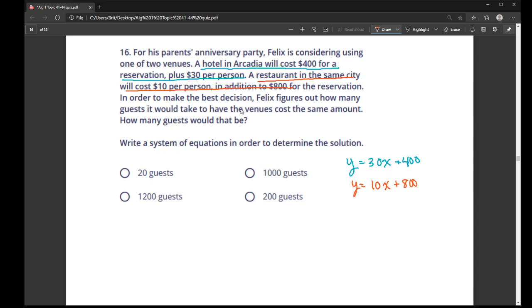So it says, in order to make the best decision, Felix figures out how many guests it would take to have the venues cost the same amount. How many guests would that be? All right, so our guests is our x value. Our x is the number of guests, and the y value is the cost of the venue.